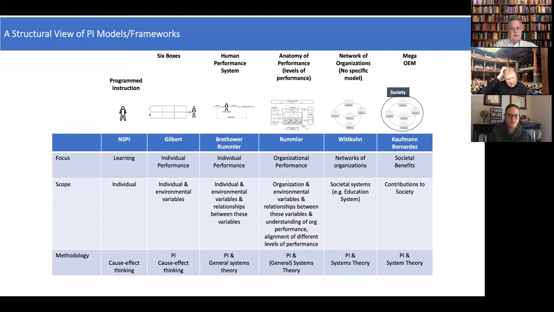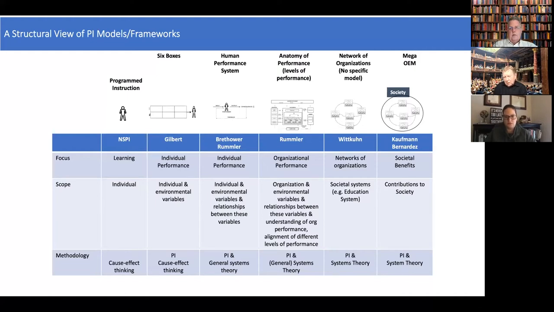The next classification was done by Dale Brethower and Geary Rummler. And they took the individual performers, but put them into a systems thinking approach. So that was the next big breakthrough, the idea that the individual performer was in a system, and all the variables, as I showed you earlier, had to be looked at as we went through this. So the systems approach became a way of thinking. Geary Rummler expanded that into the models that dealt with the organizational or performer level. And those were now dealing with the variables at the much larger organizational level.